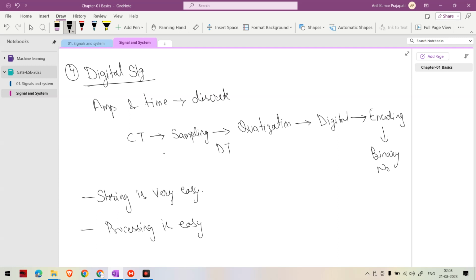Next we will study some standard continuous time signals like the step signal, impulse signal, ramp signal, triangular signal, and cosine. These are the different continuous time signals we will study.